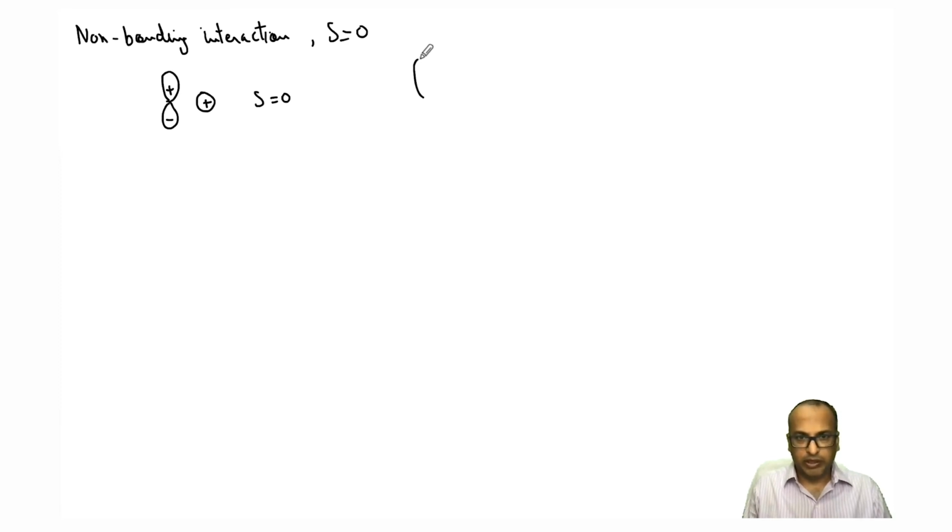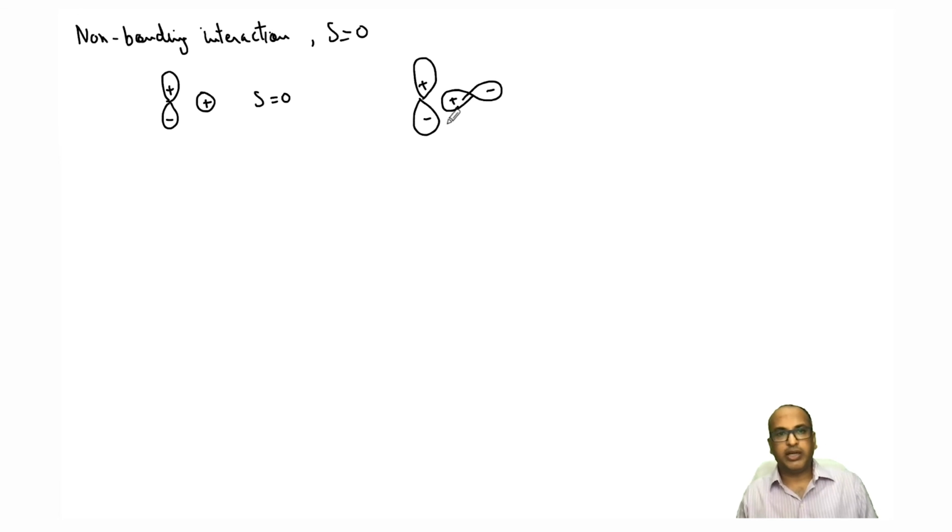Similarly, you can also have it between two p orbitals like this way. So here also it is positive, positive, and positive, negative interaction, which will cancel out each other, and this will be called as non-bonding interaction. Let's also consider d orbitals interacting with d orbitals. This is mostly seen in case of metal-metal complexes.